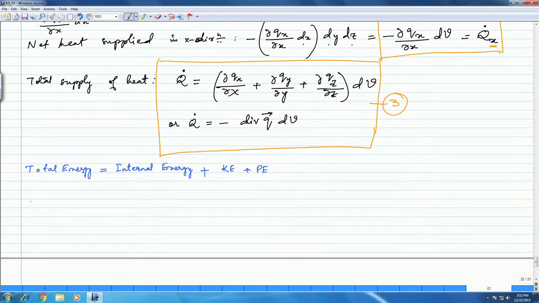So this is an elemental element of the total energy, so I need to integrate this. This is the energy in a small volume or small fluid element. So therefore I write dET, the total energy, which is equal to internal energy, which is an elemental mass times e. So this is usually internal energy per unit mass.